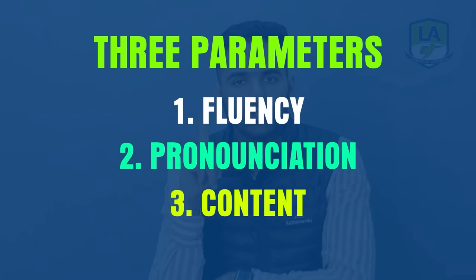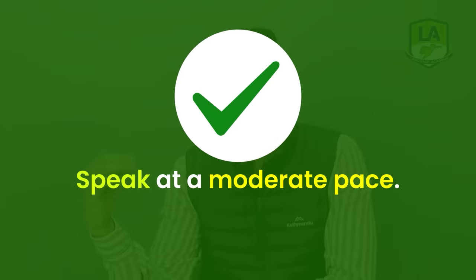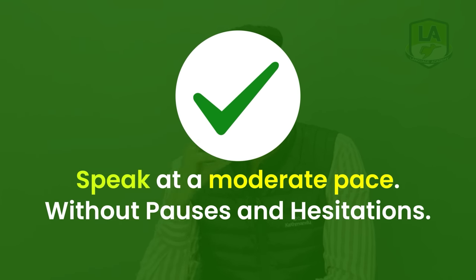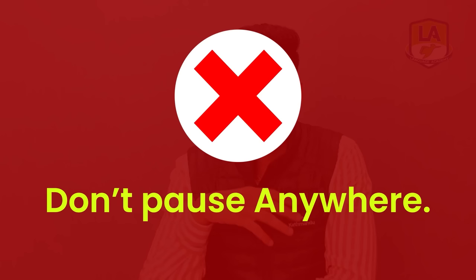Similar to other tasks in the speaking module, retell lecture is also marked on 3 parameters: fluency, pronunciation, and content. Fluency, again, is not your speed, it's your flow. To get full points in fluency, you have to avoid going too fast. You don't have to go too fast or too slow. You have to speak at a moderate pace without any kind of pauses and hesitations. You can take natural pauses after a sentence or a full stop, but you cannot pause anywhere.